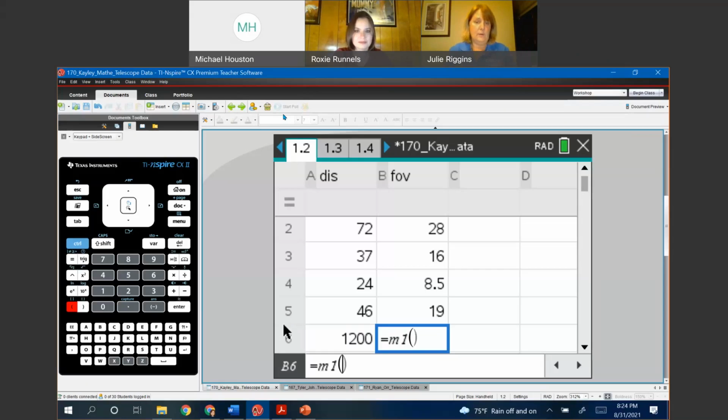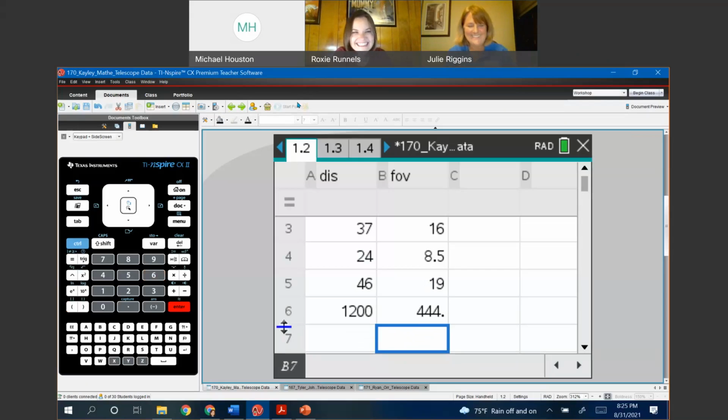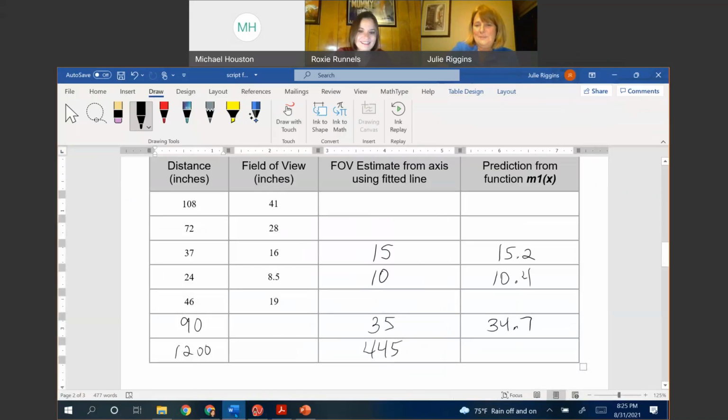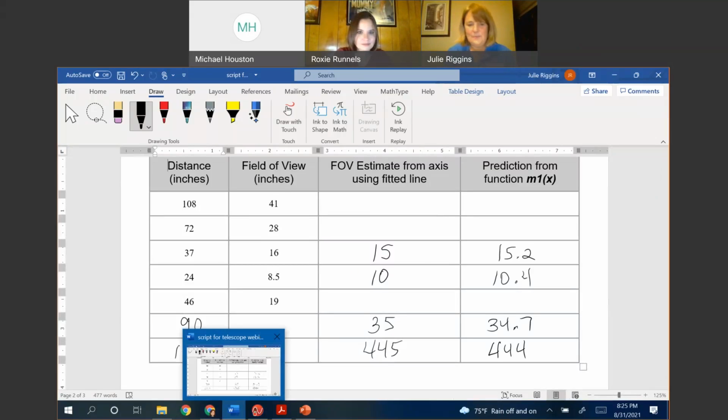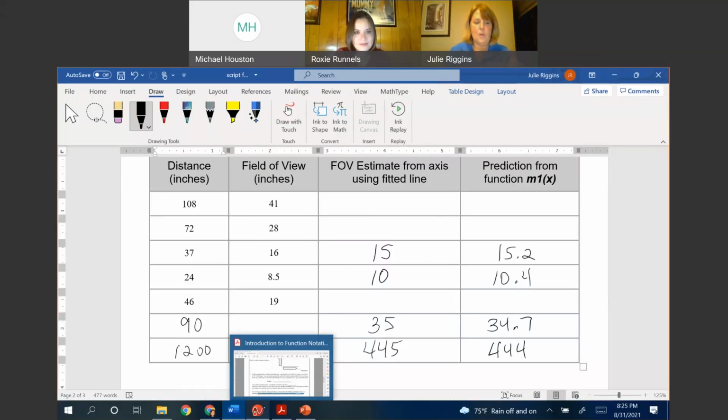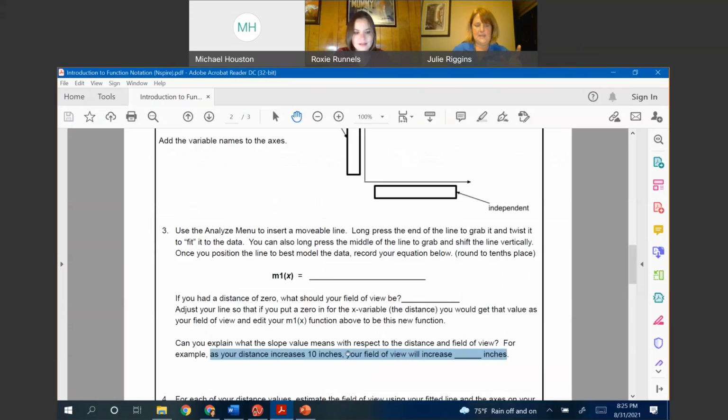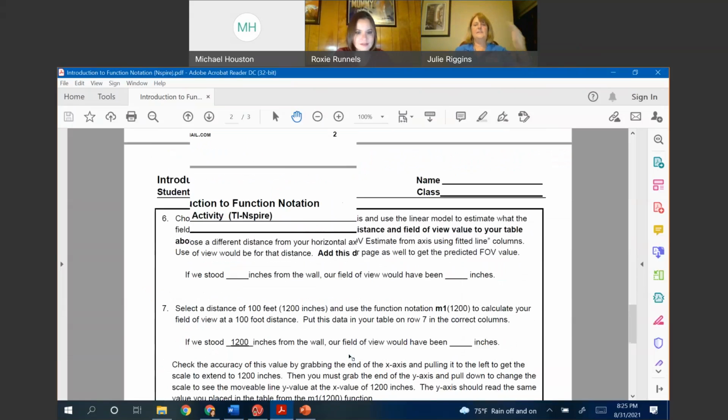And I could type 1200 here, but you can also type a 6 because that's the cell it's in the spreadsheet. 444. That's the closest I've ever been, and I've practiced this a lot. So that's 444. So right here we would put 444 there.